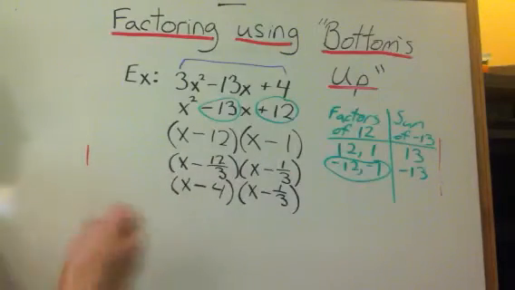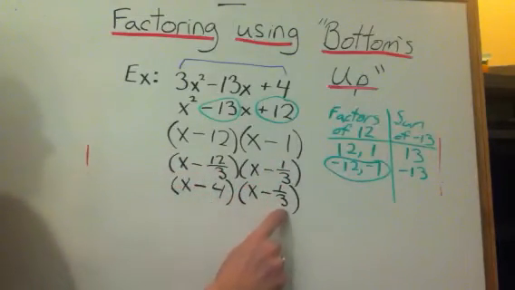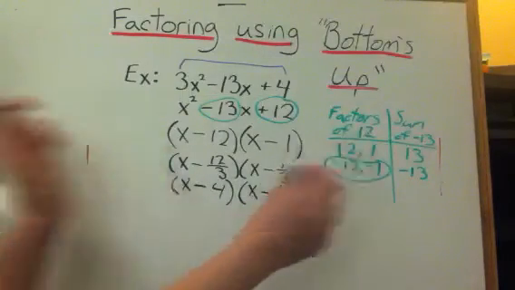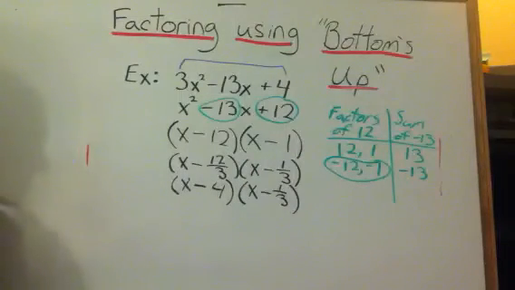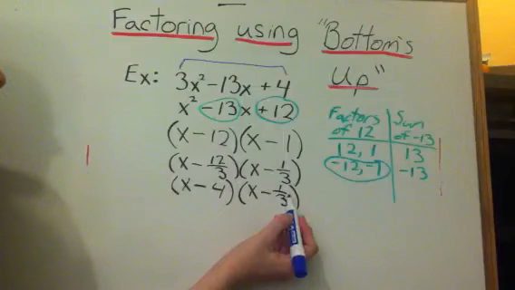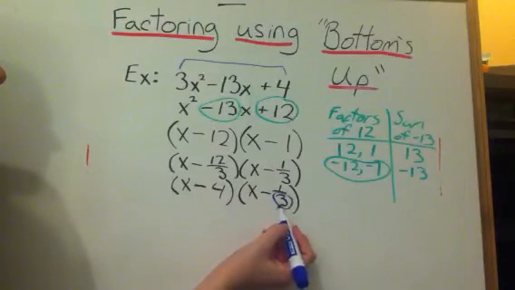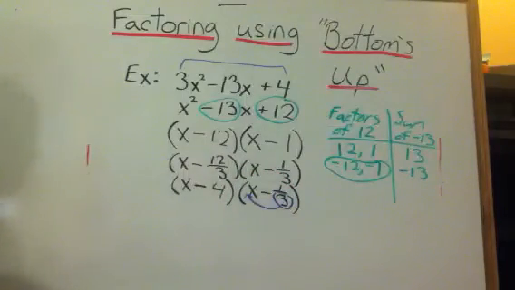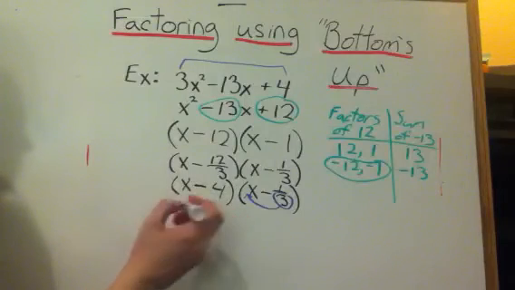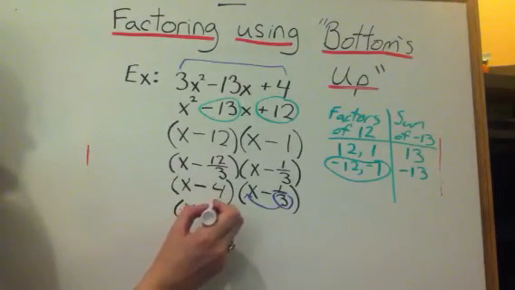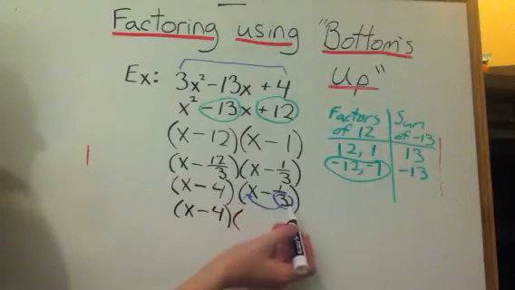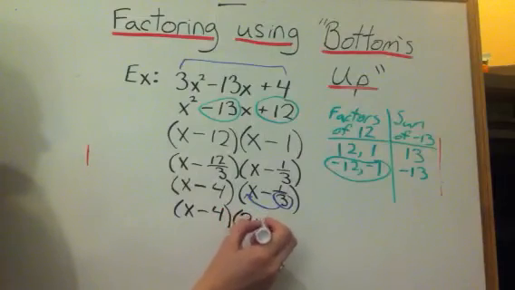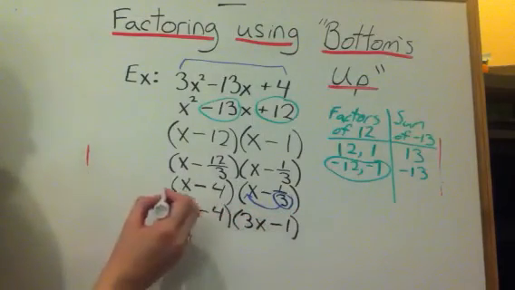Alright, if in the end you've simplified your fractions and you still have a fraction left, like we do here, this is where you use the bottoms up method. This is where the bottoms up comes from. If you still have a fraction, you're going to take that bottom number and you're going to move it up in front of the x term. Bottoms up. So let's rewrite this. This one's good. We don't have a fraction here, so this stays x minus 4. And this now becomes 3x minus 1. And that is your final answer.